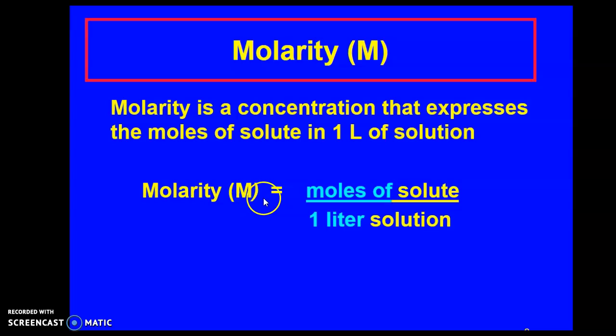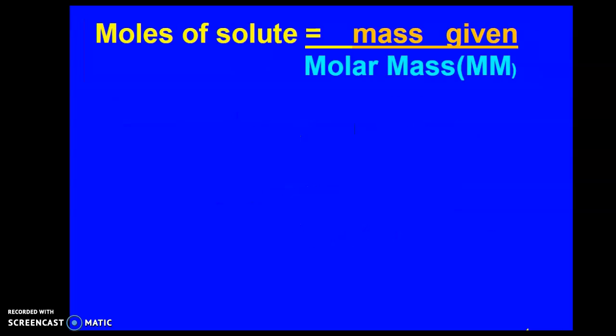So molarity, M, equals moles of solute divided by 1 liter of solution. Moles of solute, in other words, is mass given divided by the molar mass. How do you get your molar mass? You look at your periodic table to get the mass. If it's a compound, you add them together. If it's just an element, you just write the element's mass.